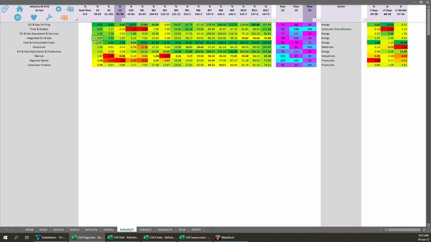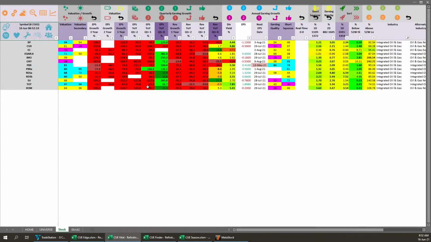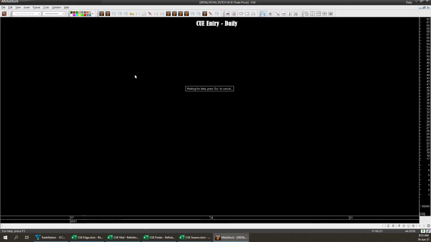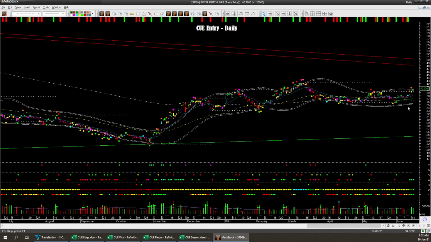Let's look at integrated oil and gas. Went up by 3%. Look at the liquid stocks. Look for one star candidates. Only two stocks went up by more than 3%. Royal Dutch Shell going up, but it is at the upper boundary. I would not like to buy, some distance away from the recent low. Close it.